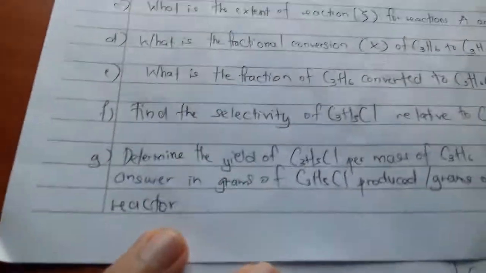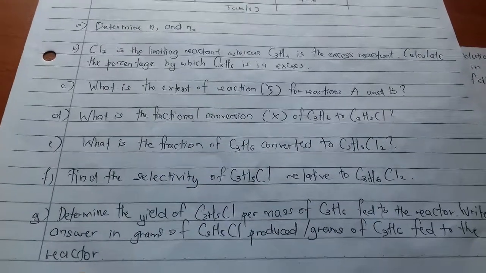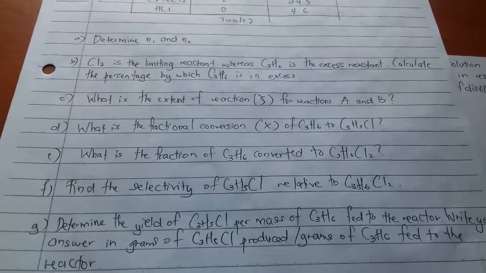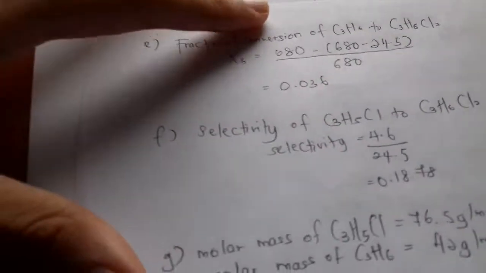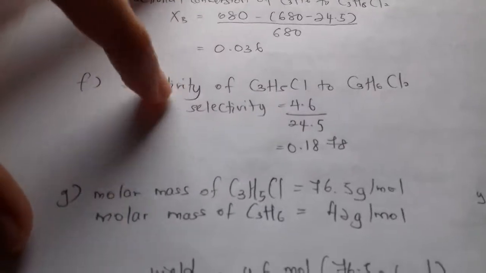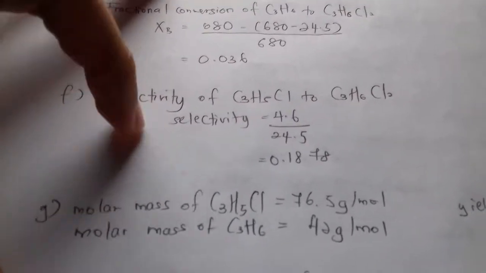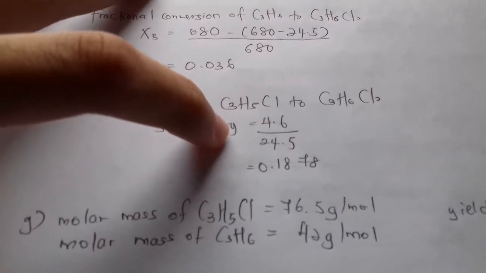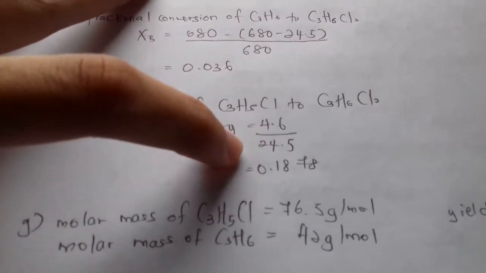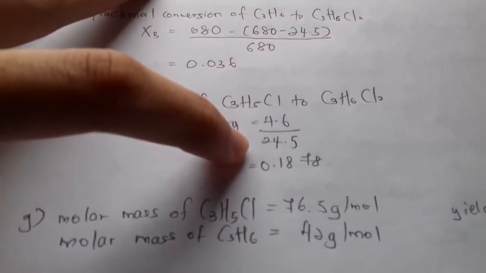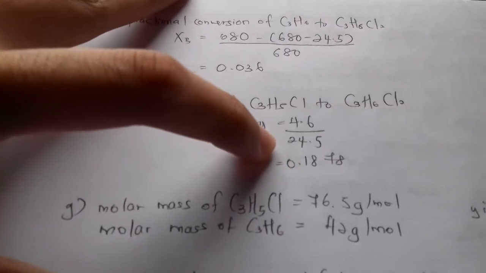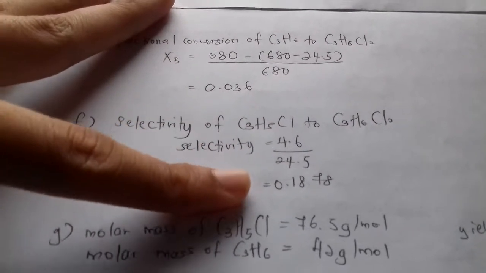Question F. Find the selectivity of C3H5Cl relative to C3H6Cl2. The formula of selectivity is, I took the C3H5Cl over the 24.5, which is the C3H6Cl2. So I got 0.1878.